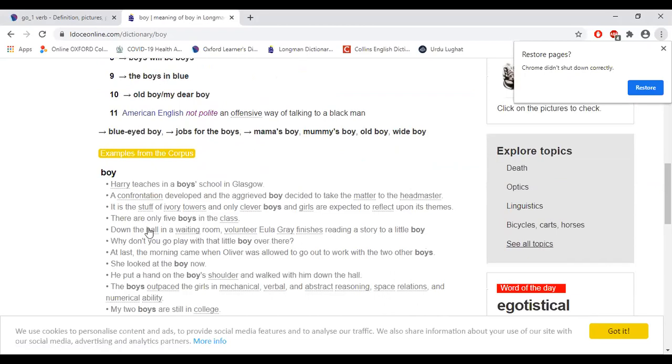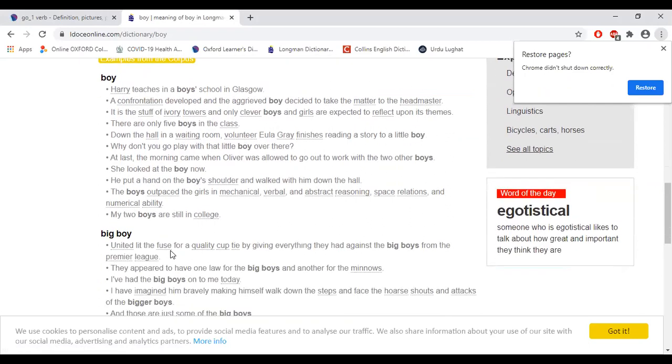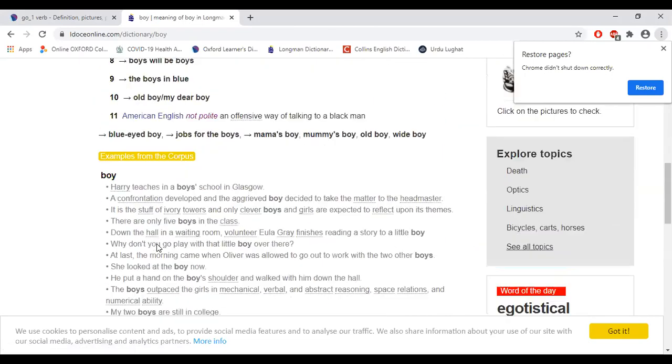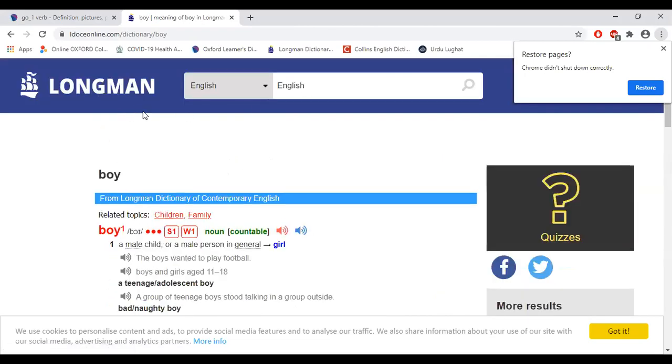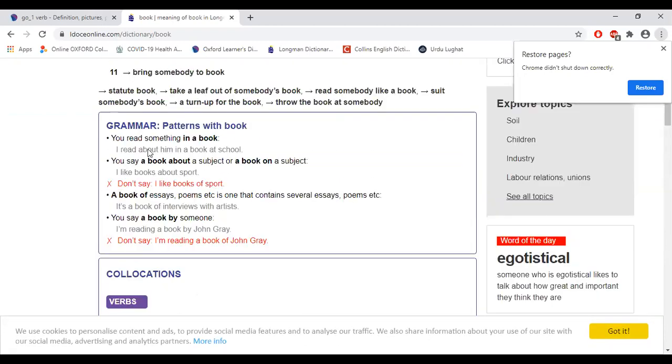City boy, local boy, country boy, right? So collocation is very important. We need to know which adjective is used with which noun, which verb takes what kind of object. Similarly, let me give you one more example. For example, book. Let's see the collocation of book. So here you can see grammar patterns with book.